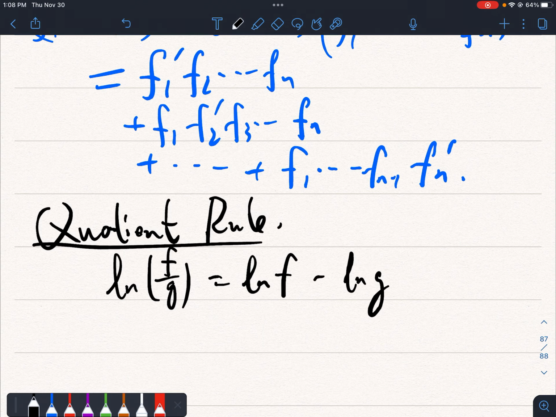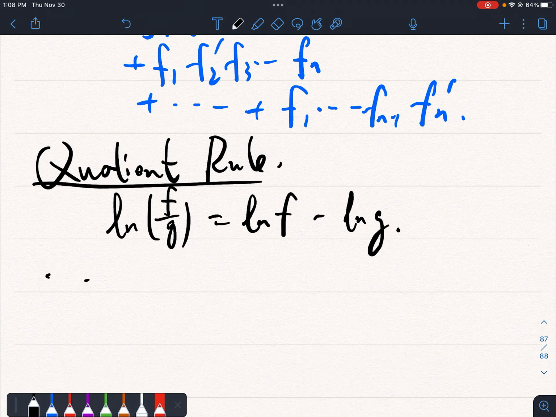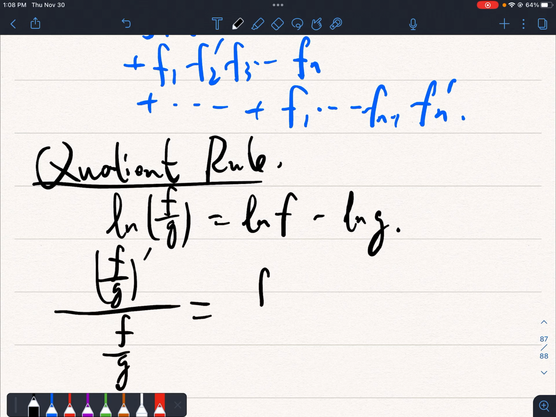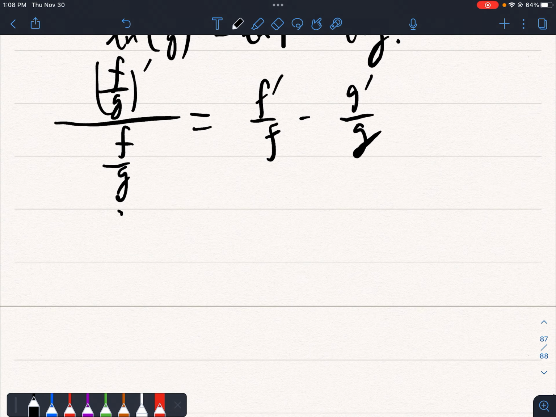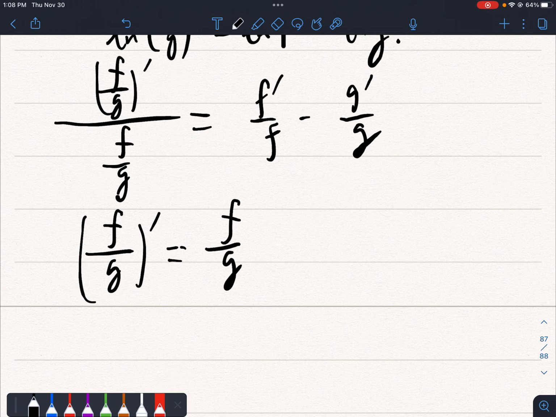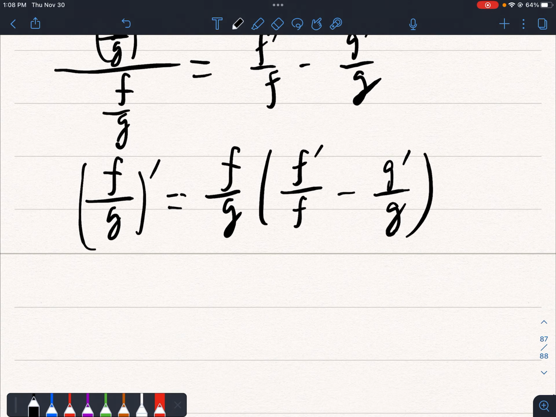We can just play with it. Okay, so let's prove the quotient rule again. So what about the ln of f over g? This is going to be ln f minus ln g, right? So then we take the derivative with respect to x. We get the derivative of f over g divided by f over g is going to be f prime over f minus g prime over g, which means the derivative of f over g, which is what we want to find, is going to be f over g multiplied by f prime over f minus g prime over g.